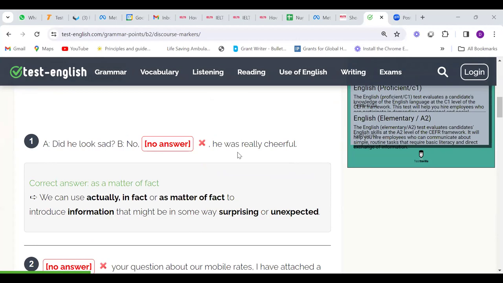I think we can use to the contrary here, because here, the situation we are describing is sadness, but we are introducing the opposite of it. So to the contrary would be a perfect discourse marker to use here too. Thank you for pointing that out to me.